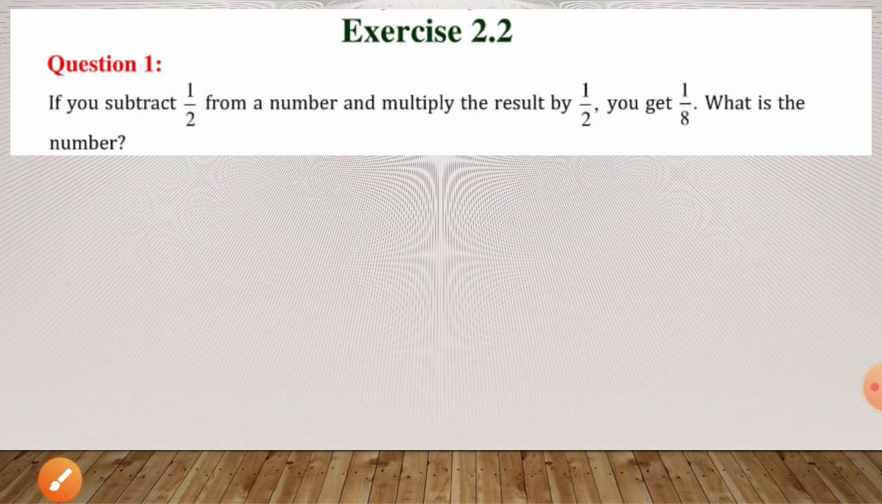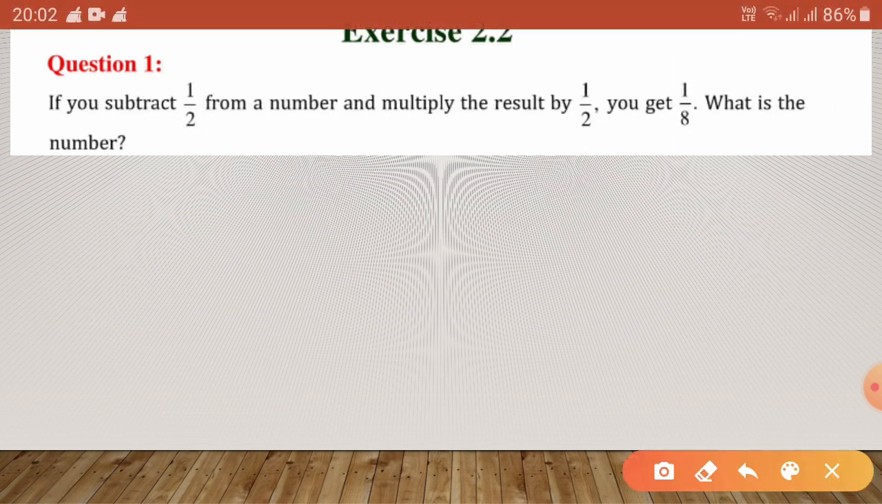So now we are taking some problems from exercise 2.2. In exercise 2.2 we will have theoretical problems. Okay, so the first problem is, look very carefully: if you subtract 1 by 2 from a number and multiply the result by 1 by 2, you get 1 by 8. What is the number?